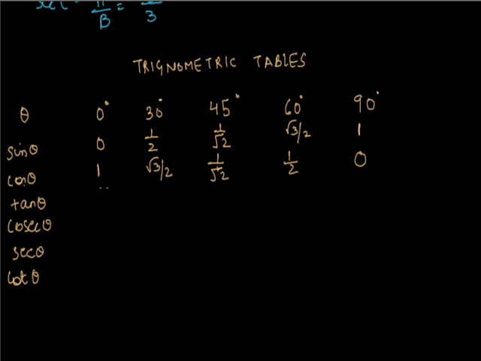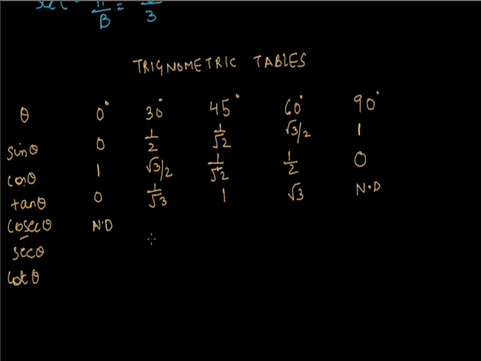Now tan theta will be 0, 1 upon root 3, 1, root 3, and tan 90 is not defined. Okay. Similarly, cosec theta will be inverse of sine theta, that is, it will be not defined.